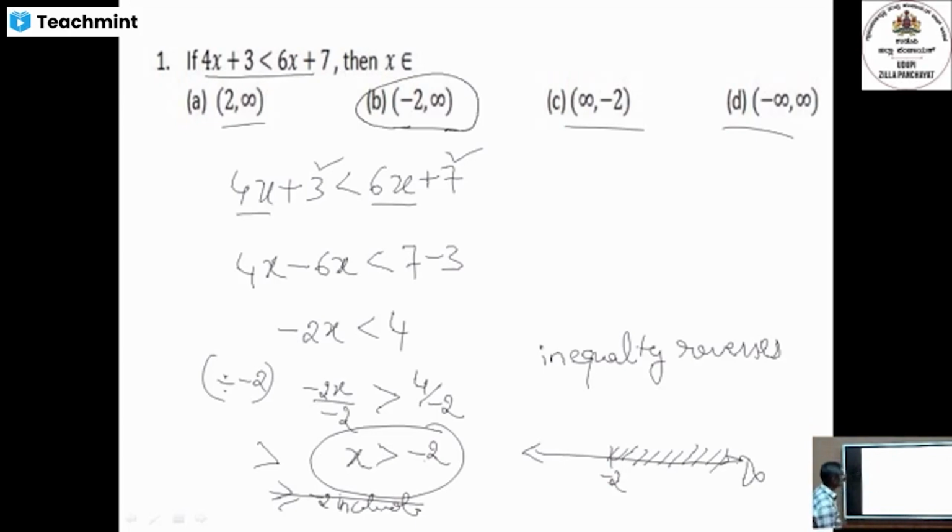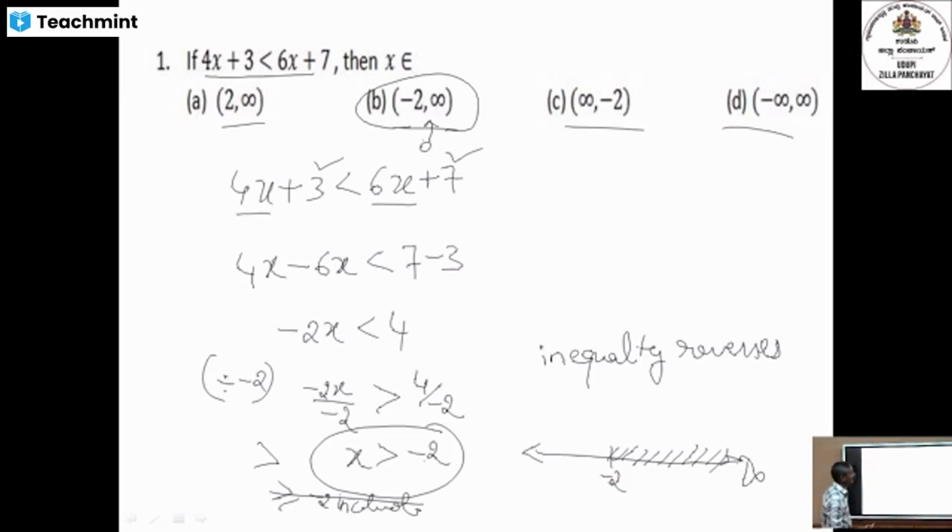This is a strict inequality. Therefore, the solution region is from minus 2 to infinity, and option B is the solution. If you want, you can check one arbitrary value from this. 0 belongs to minus 2 comma infinity. If you substitute 0, you can see that 4x becomes 0 and 3 remains, 6x vanishes, 7 remains, 3 less than 7, and it is true.